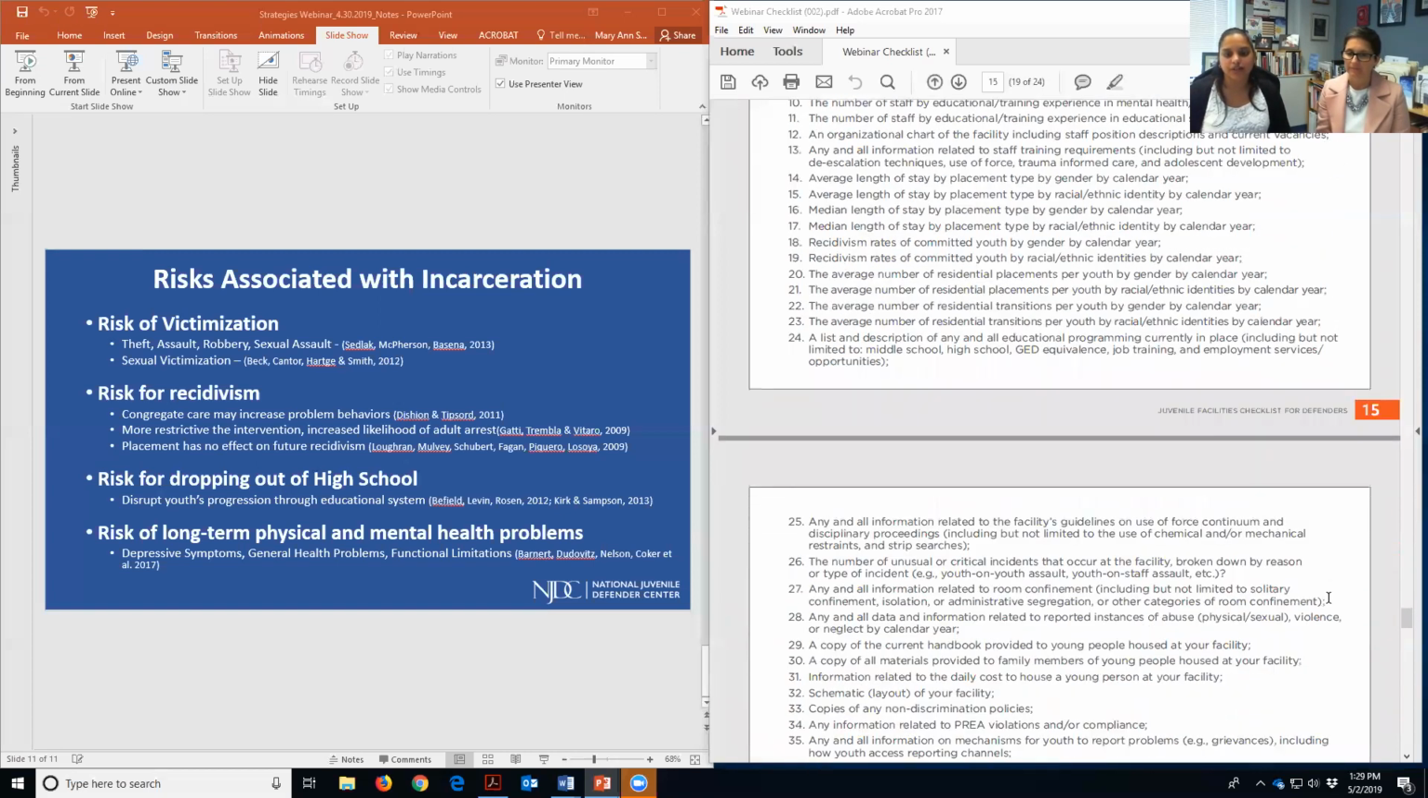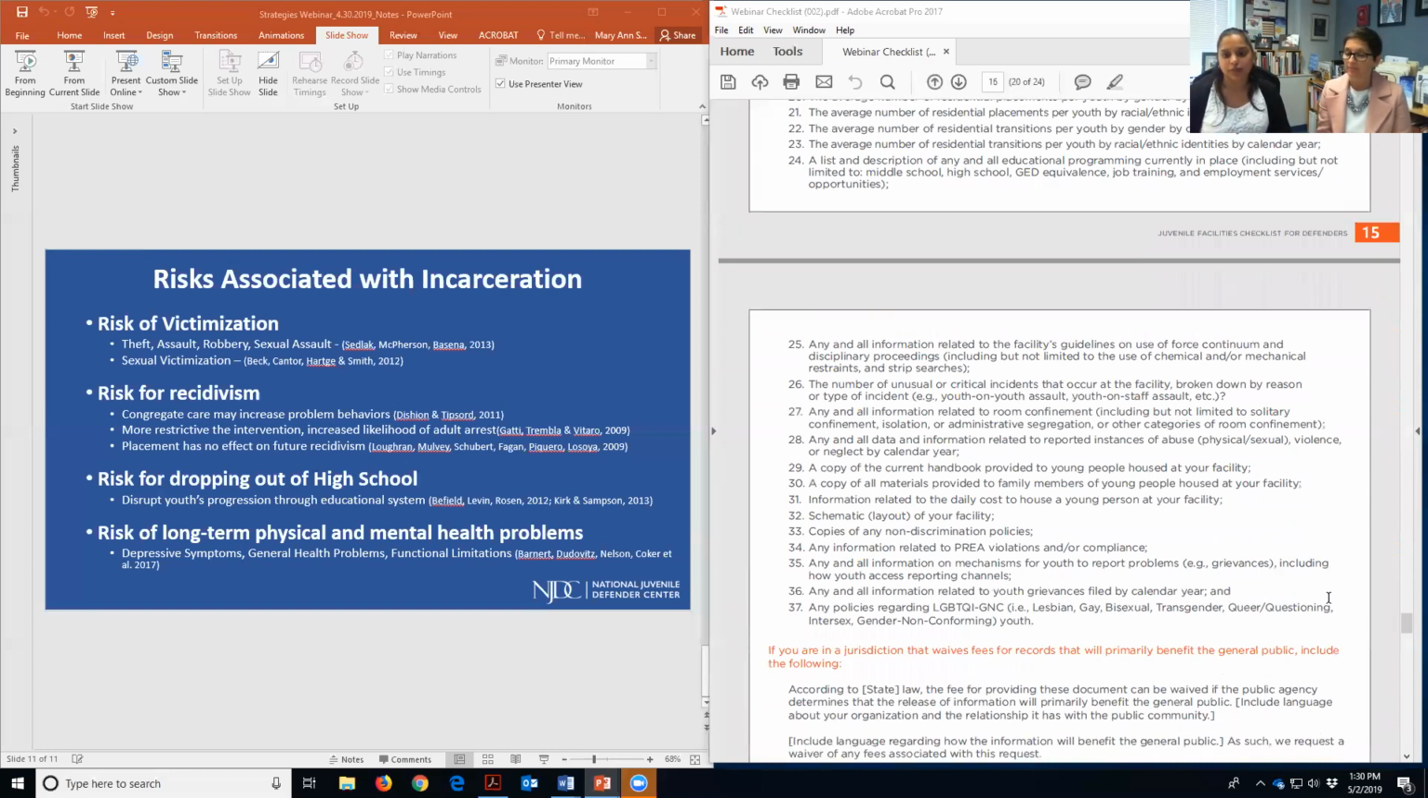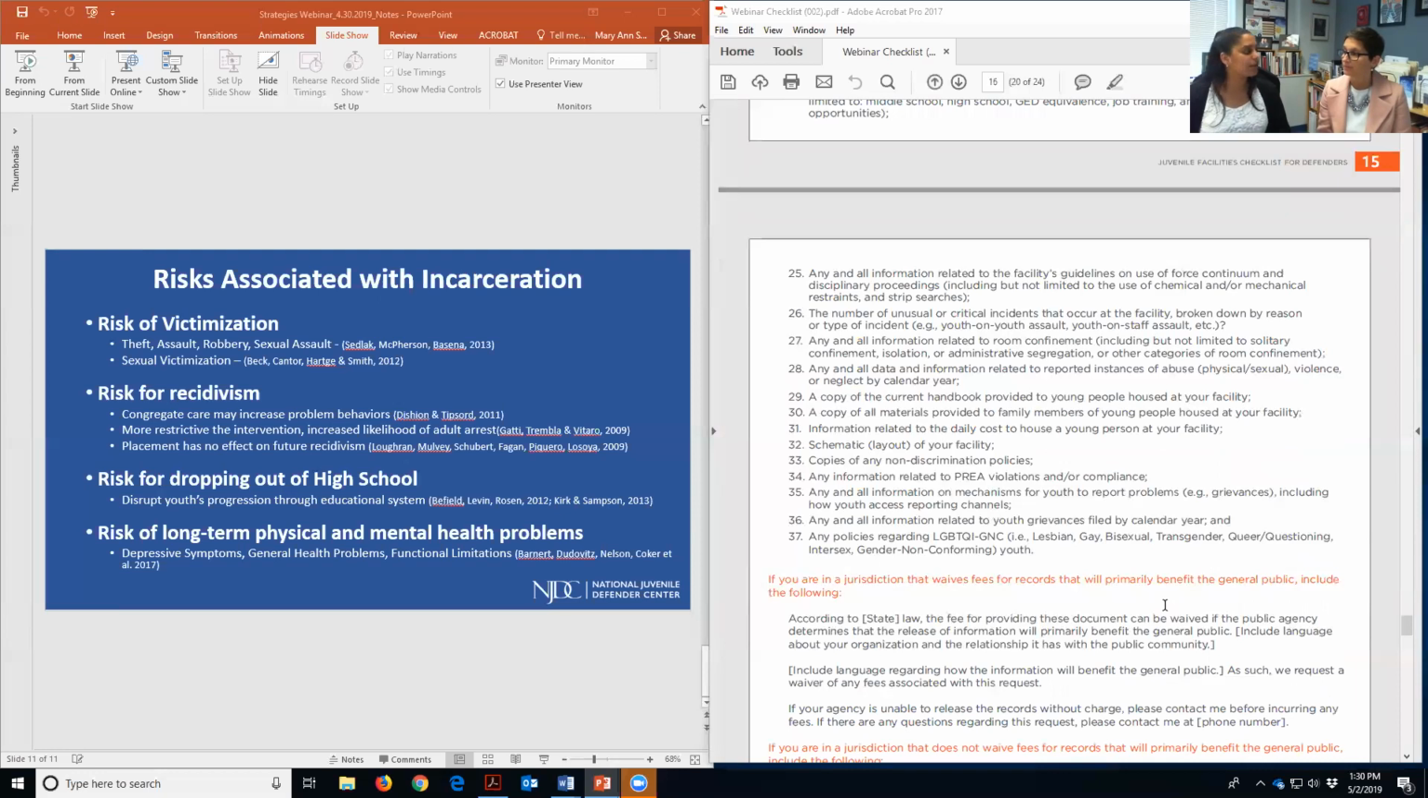We also ask that you get a copy of the handbook that youth are provided so that you're aware of what rules or restrictions there are on youth and whether or not facilities are following those guidelines or policies in place, what the non-discrimination practices are, whether or not the facility is following PREA guidelines, and if that information is publicly available to youth and their families.